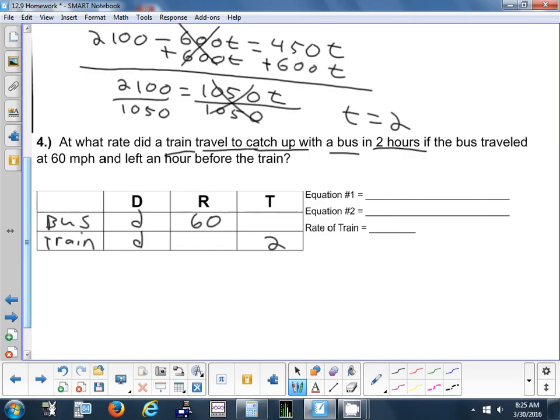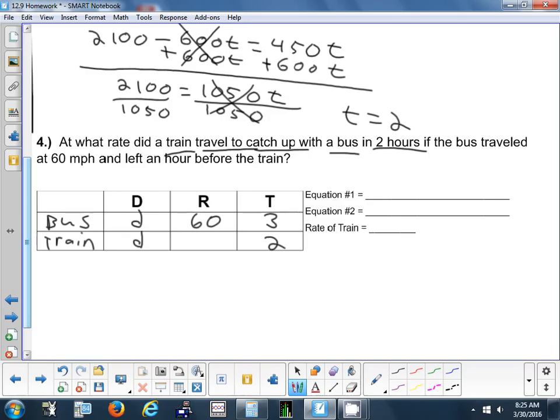The train's already been on the road for 2 hours, right? But then the bus leaves an hour before that. So the bus has been traveling how long? 3 hours. Good. Yeah, these problems are the trickiest just because of the way they're worded. There's no way you can really word this clearer. It's a tough problem to read. I think the other 3 were easier, but it's tough to read.